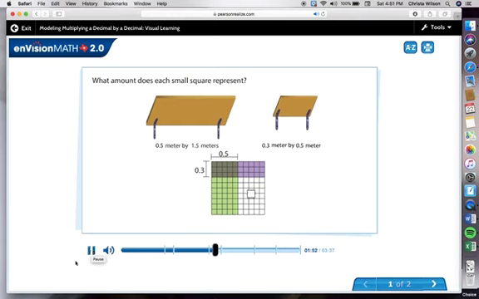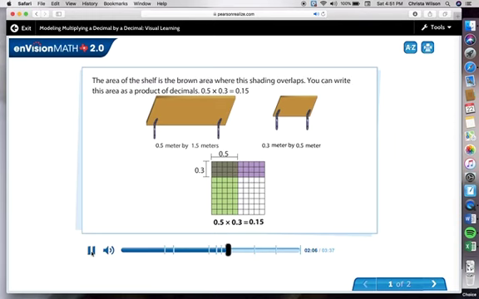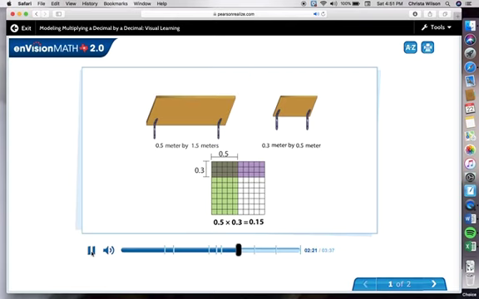What amount does each small square represent? 1/100th. How many small squares are in that rectangle? 15 small squares are in that rectangle. The area of the shelf is the brown area where this shading overlaps. You can write this area as a product of decimals. 0.5 times 0.3 equals 0.15. The area of the shorter shelf is 0.15 square meter.